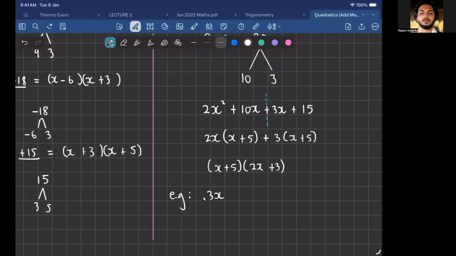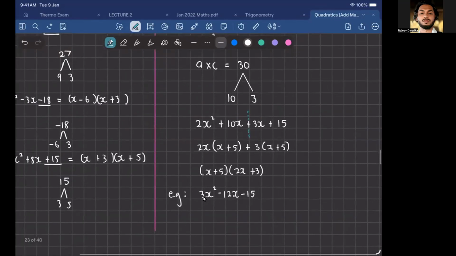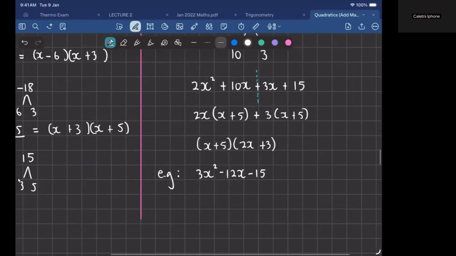Apologize in advance. 3x squared minus 12x minus 15. Remember the first step? Caleb. Remember the first step? Multiply A by C, right? Where's A? 3. Where's C? Negative 15. What would 3 by minus 15 be? Minus 45, right? How could you multiply to get minus 45 but add to get minus 12?